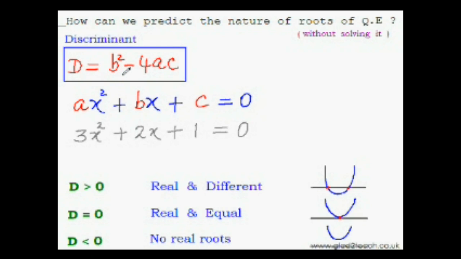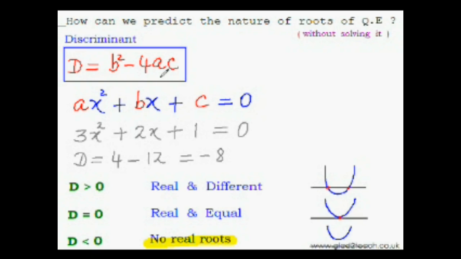So once again, D equals b² − 4ac. B here is 2, so 2² is 4, minus 4ac. 4 times 3 is 12, and 12 times 1 is again 12. 4 minus 12 is minus 8. That means D is less than 0, a negative number. So that means this quadratic equation has no real roots at all.